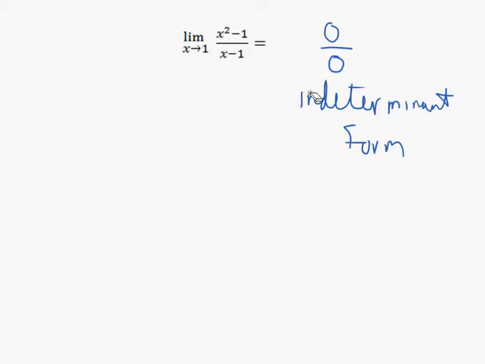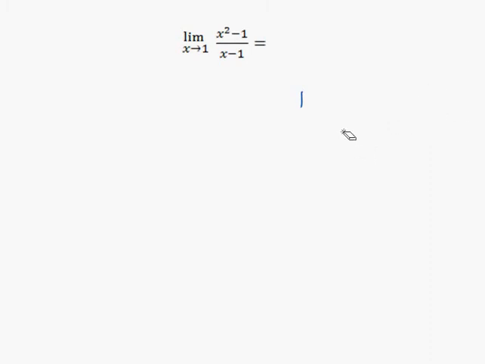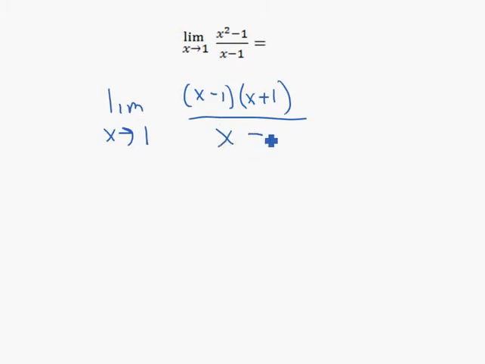One thing we do know, though, is that if we plug in 1 and get 0, then x minus 1 has to factor out of the top and the bottom, because we got 0 when we plugged into both of them. So basically, this is one of our factoring limits. Limit as x is going to 1. The top is going to factor into x minus 1 times x plus 1 over x minus 1. So these are still the same thing here.